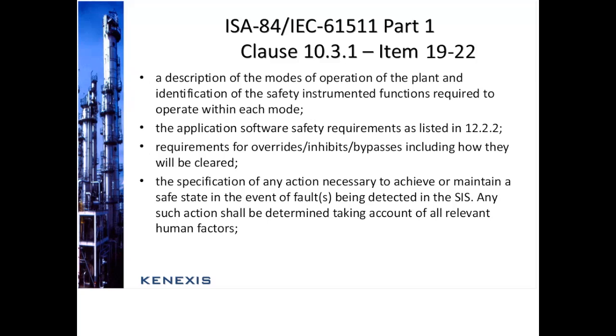Specification of any action necessary to achieve or maintain a safe state in the event of faults being detected in the SIS. And that is, if your transmitters fail, what's the necessary action? And any such actions shall be determined taking account of all relevant human factors.